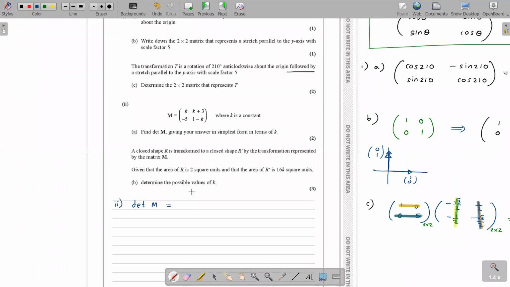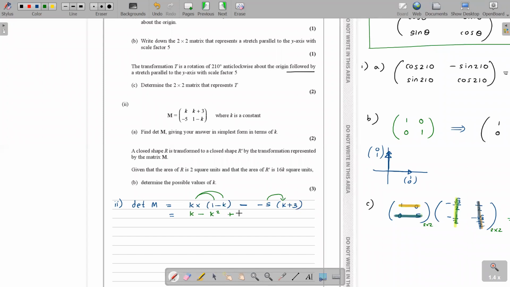So we'll multiply along the main diagonal. k times 1 minus k. The main diagonal elements are multiplied and then subtracted with the multiplication of the other diagonal. Minus 5 times k plus 3. So when you multiply, k into 1 is k. k into k is k square. Do you agree? Minus minus is a plus here.